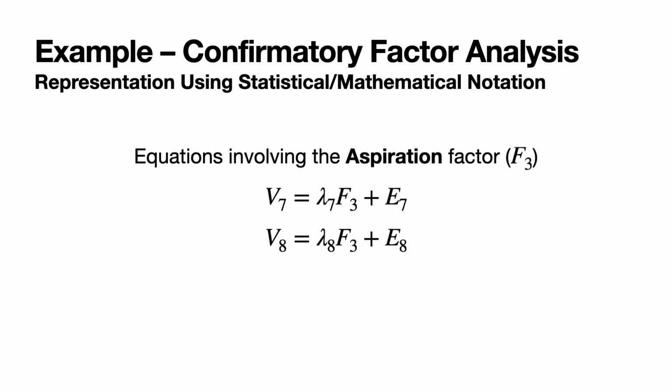And finally, the equations involving the aspiration factor, or F3, are as follows. V7, which is the general educational aspiration score, is equal to lambda 7 times the aspiration factor F3 plus its own error term, E7. V8, which is the general vocational aspiration score, is equal to lambda 8 times F3 plus E8, its own error term.